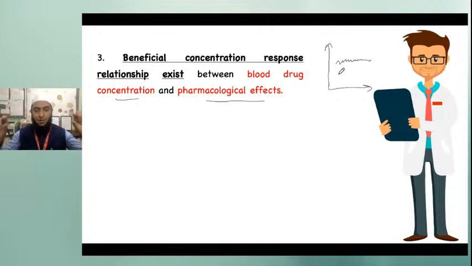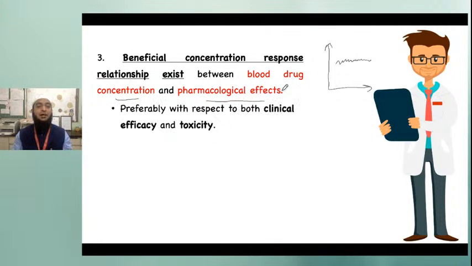Once the plasma concentration reaches the level where patients start showing the optimum effect, you can maintain that concentration continuously so that you can get the beneficial relationship between the concentration of the drug and its pharmacological effect. There are a few drugs where you keep on titrating the dose, you measure plasma concentration, you correlate it with the response, and when you get the optimum response, you maintain the concentration of the drug within that particular range. So this is the third criterion for the drug.